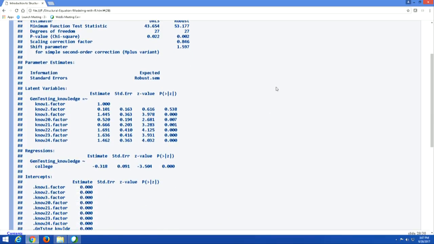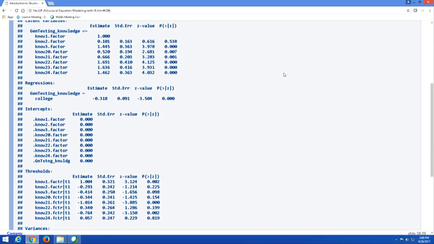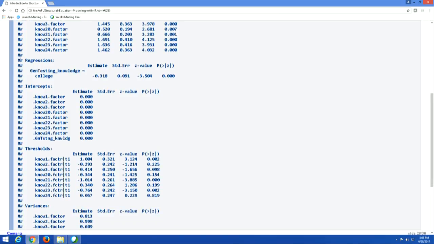And again, the default behavior is to fix the first coefficient of the measurement model to 1. In this case, I'm not interested in interpreting it because I've done a separate analysis to validate that model, or it presumes that I've done that separate analysis. And so I'm going to scroll down to the regression heading, where you can see that genetic testing knowledge is regressed on college. And we actually see a negative correlation, which is curious.